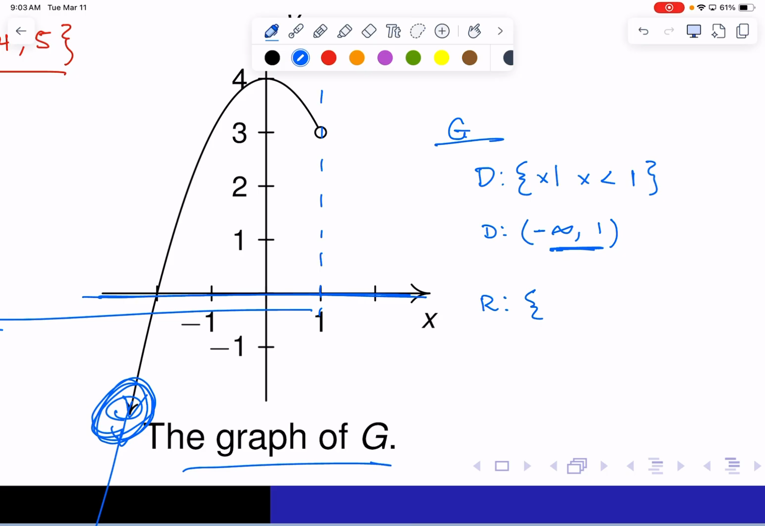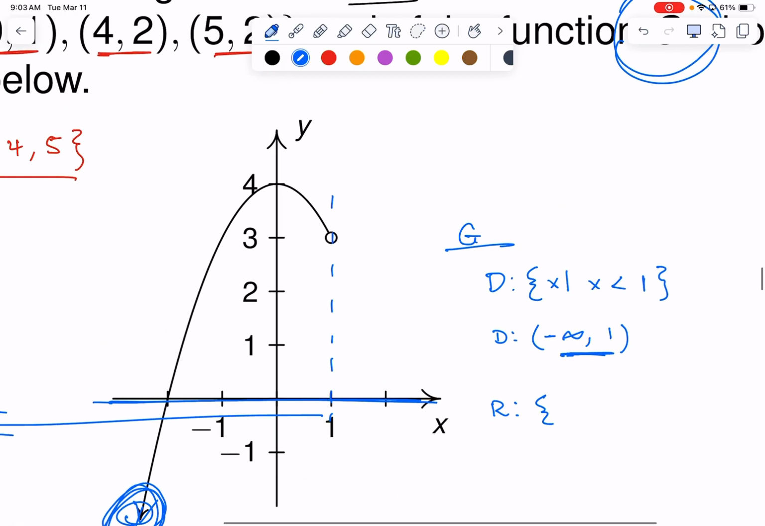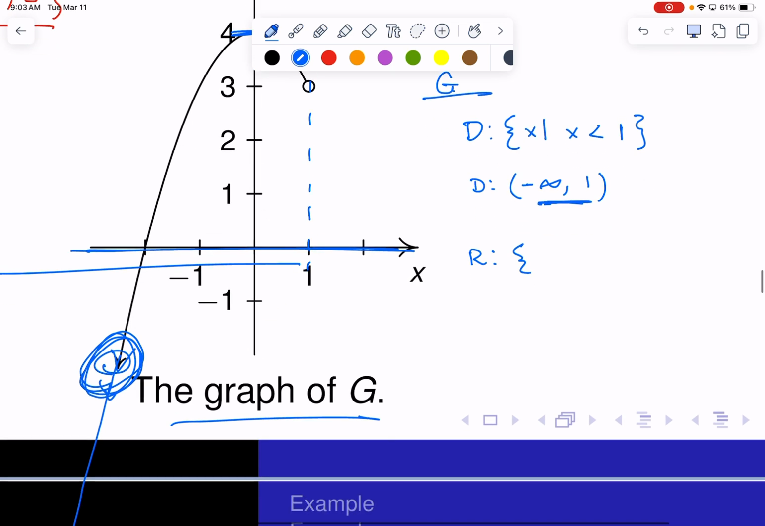Forever. Negative infinity. It goes down forever. How far up does it go? What's the furthest up it goes? Don't look at the x's. Look at the y's. I don't care about x's when we're doing range. I only care about y's. When you're doing domain, you care about the x. When you're doing the range, you care about y. So it's going to be from negative infinity to 4.